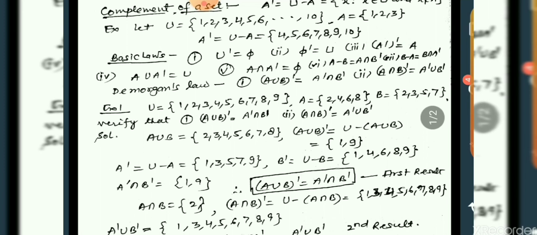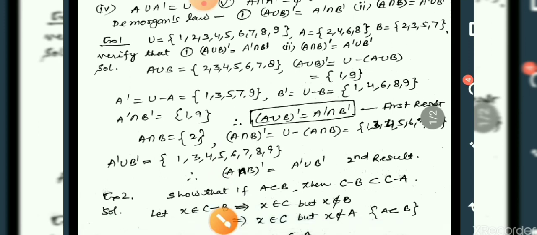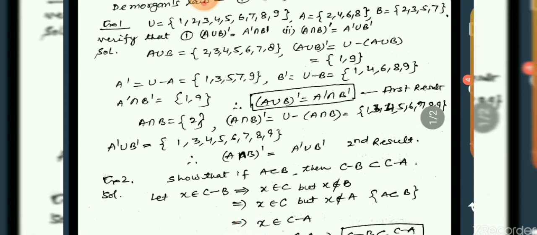Simply we shall first find A union B is equal to so and so. After that, (A union B) complement is equal to U minus (A union B). This is equal to {1, 9}, and A dash is equal to U minus A, and it will be {1, 3, 5, 7, 9}, and B dash is equal to U minus B. It will be {1, 4, 6, 8, 9}, and after finding A dash intersection B dash, it will be {1, 9}. So it is verified from the first part that (A union B) complement is equal to A dash intersection B dash. This is the first result. Similarly, we can prove the second result, so you try it yourself.